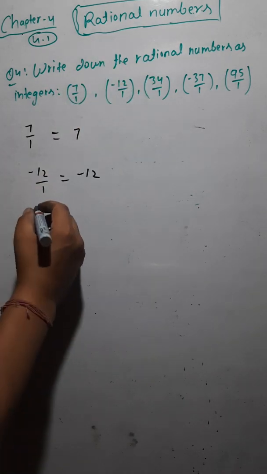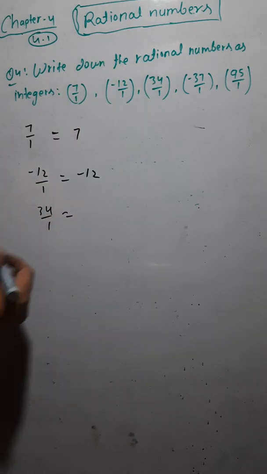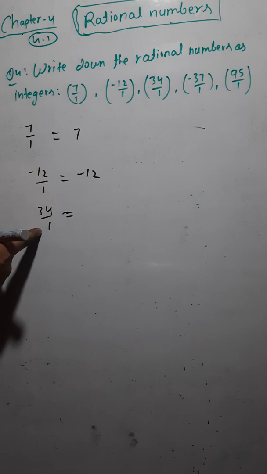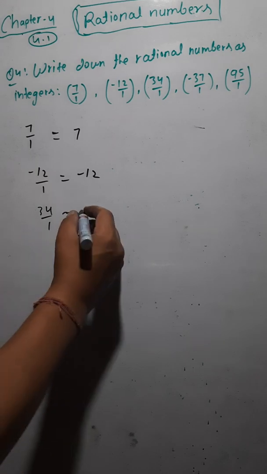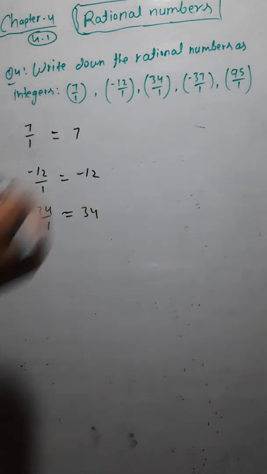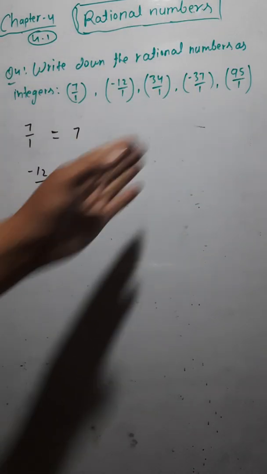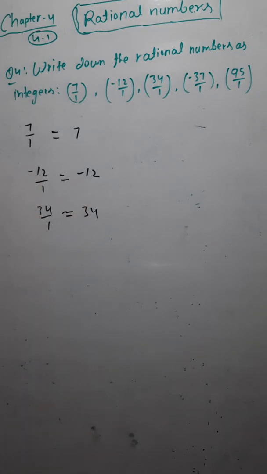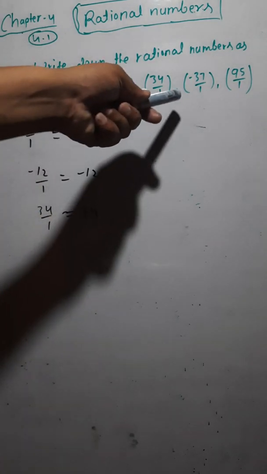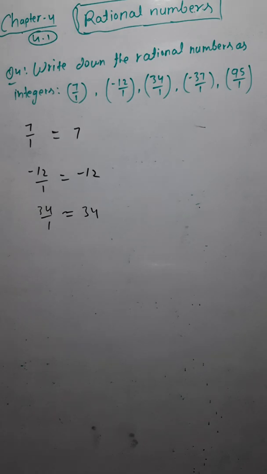Similarly, 34 by 1 would be how much? Just tell me. If you are dividing 34 by 1, you would be getting how much? 34. Okay. So similarly the rest of the questions you try yourself. Minus 37 by 1 can be written as minus 37. 95 by 1 can be written as 95. Okay, note it down and try to do these 2 remaining questions yourself.